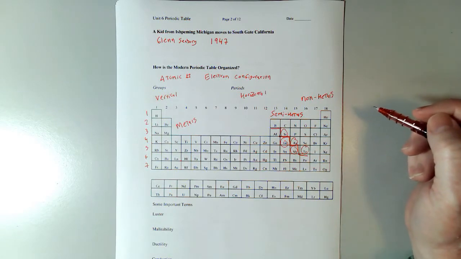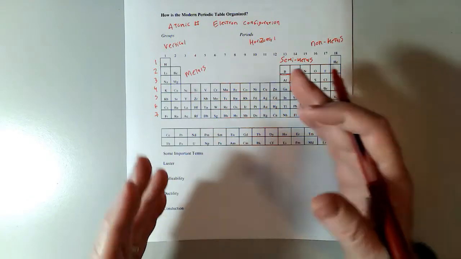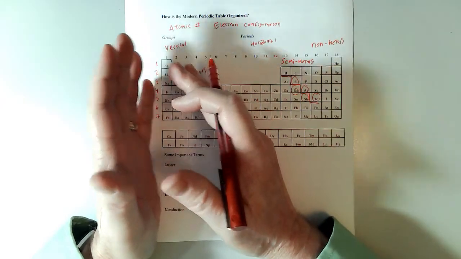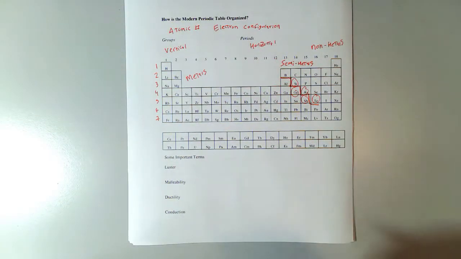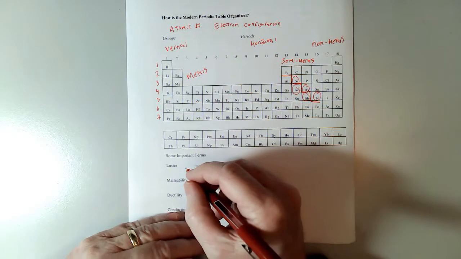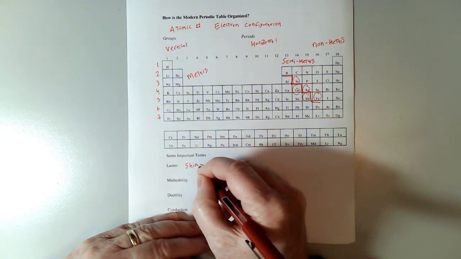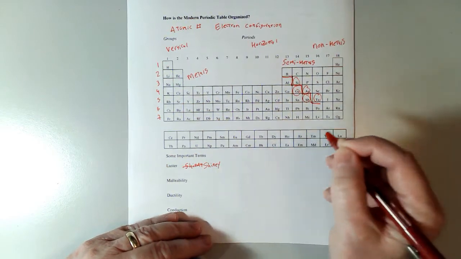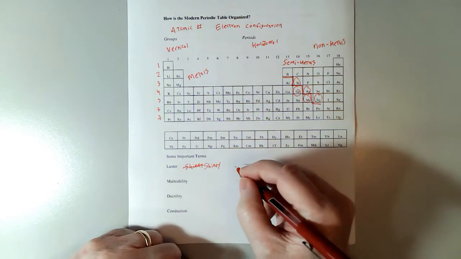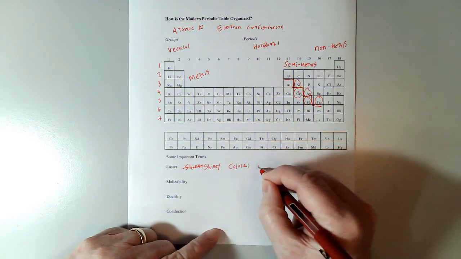Okay? Now, we're going to take some time here and talk about how the elements appear as metals or how the non-metals appear. So we need some words to be able to do that. So, luster, whether something is shiny or not. S-H-I-N-N-Y? No, S-H-I-N-E-Y, probably, okay? Or instead of shiny, we might say colorful or bright.